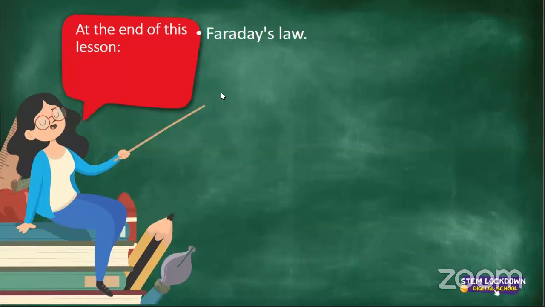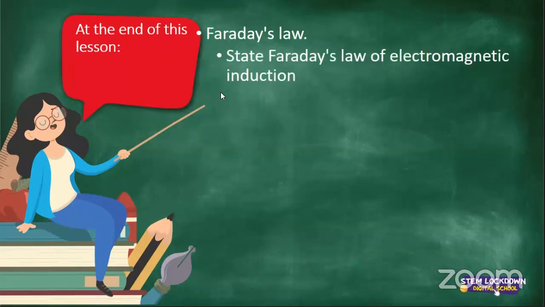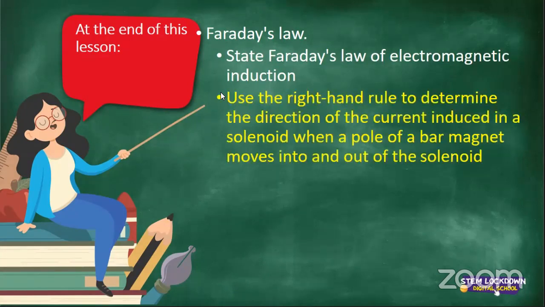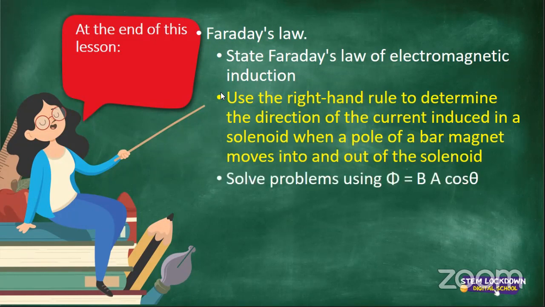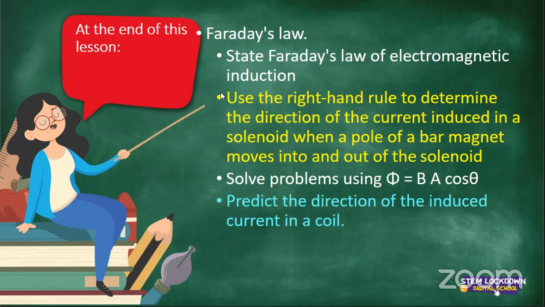Right, you should be able to state Faraday's law of electromagnetic induction. You should also be able to use the right-hand rule to determine the direction of the current induced in a solenoid when a pole of a bar magnet moves into and out of the solenoid. And then you should be able to solve a problem using the equation magnetic flux equals magnetic field times area times cos theta, and predict the direction of the induced current in a coil.